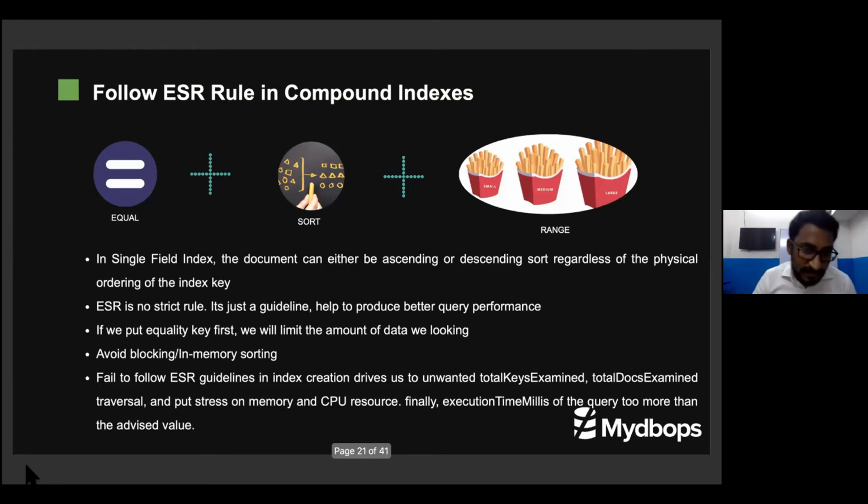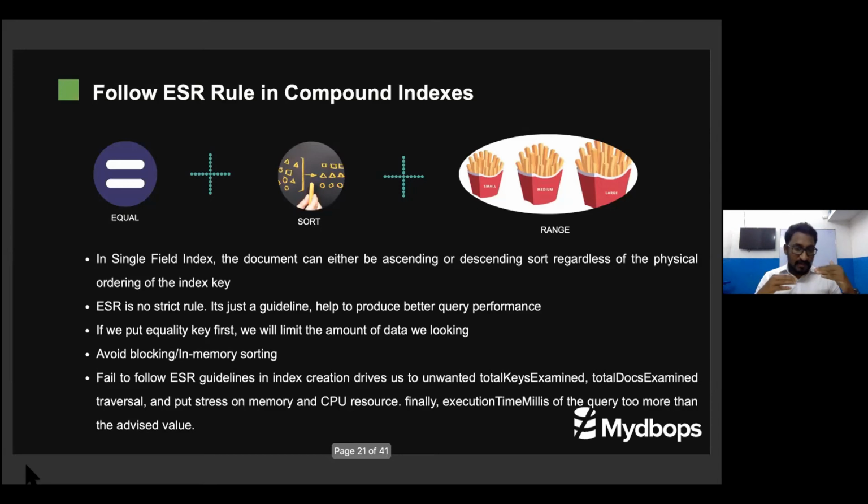Particularly in a single field index, when you are creating an index on a single field, you don't need to specify the sorting. MongoDB has the intelligence. If you are using an index with ascending order, but you are doing a descending sort in the query, MongoDB will not do a blocking sort. It automatically walks the index forward or in reverse based on that. So you don't need to worry about the ESR rule for a single field. But when you are creating a compound index, I recommend considering the ESR rule, other than exceptional use cases.